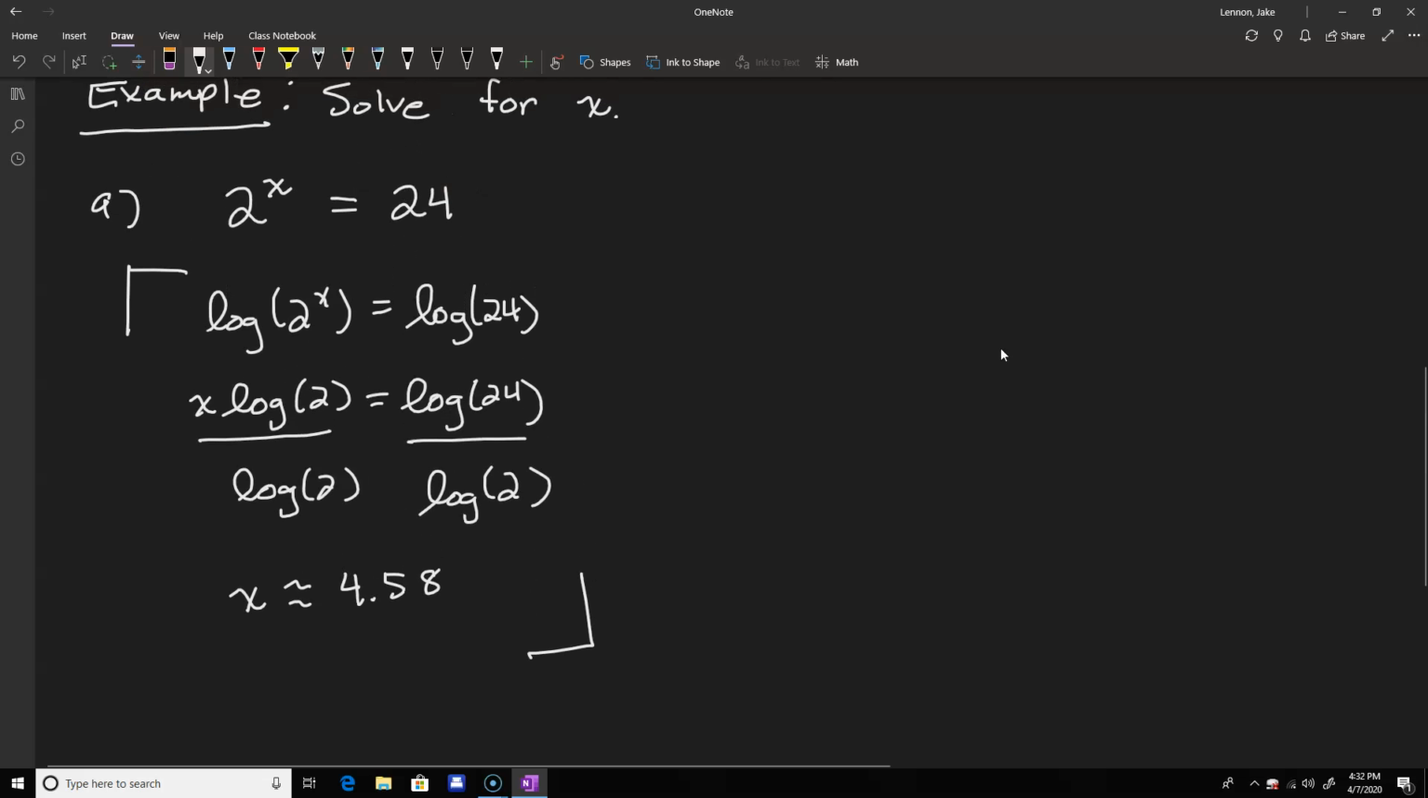Okay, let's try another one. So let me do this one over here to the right. So let's say we have just a little bit, one more step maybe to this problem. 3 to the x minus 1 equals 12. Again, the exponential quantity is not being multiplied or divided by anything. It's just 3 raised to the x minus 1. So we can start just by taking the log of both sides. So we take the log of 3 to the x minus 1 on both sides.